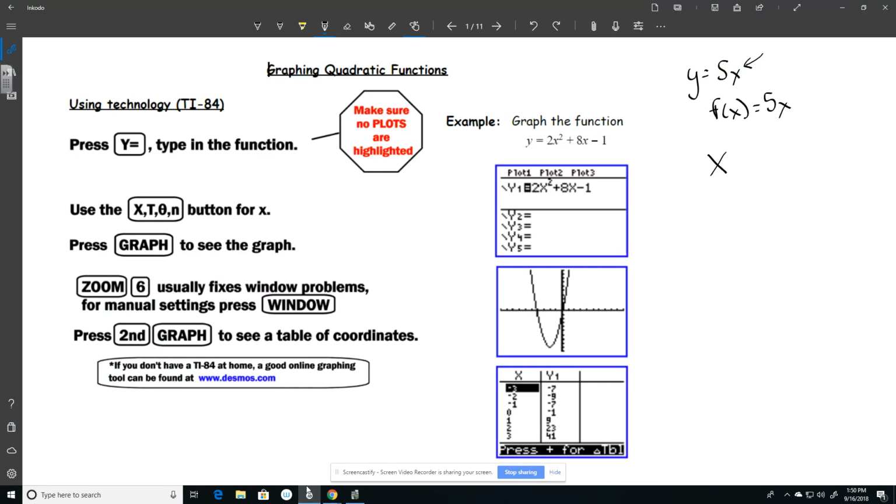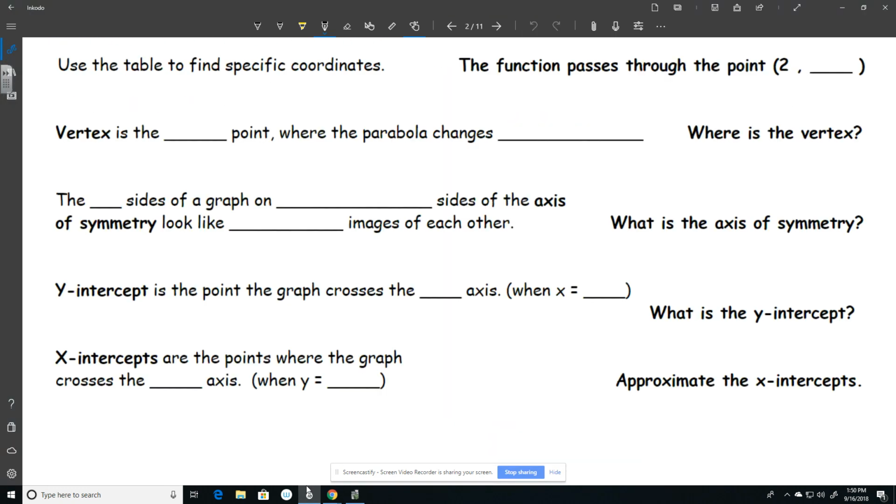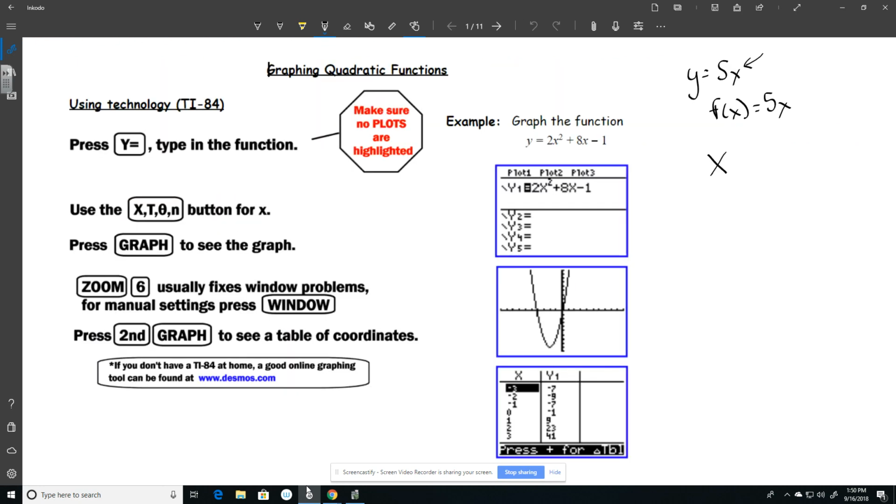So if you go back to your notes, we'll skip here to the next page. One more thing really quick. If you do not have a TI-84 at home, this right here is one of the reasons I suggest you get one. We're going to be using it in class all the time, and then you go home and you can't do your homework as easily.